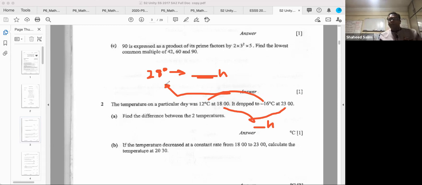Okay. You understand it dropped 28 degrees? From 6 p.m. to 11 p.m., how many hours is this? How many hours? 3? Cannot be 3. You see, 4, you don't take 20. 5. It's a guess. You minus 18, you try. 23 minus 18, you get 5.